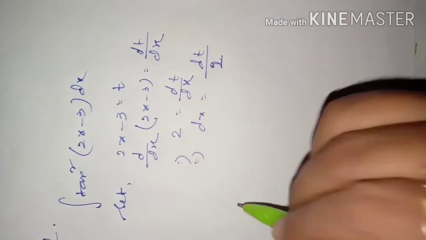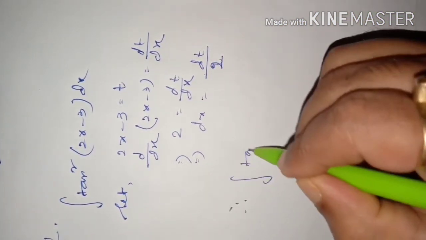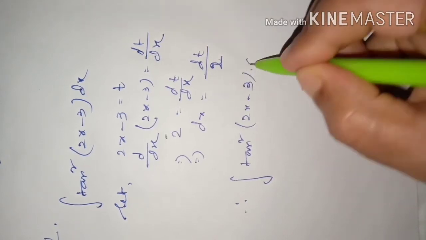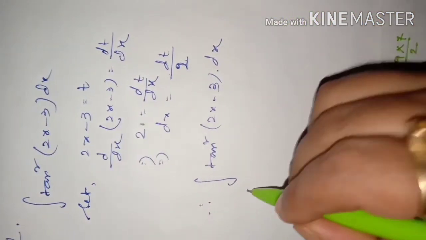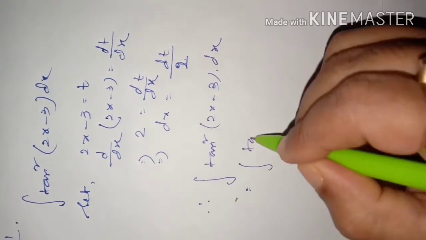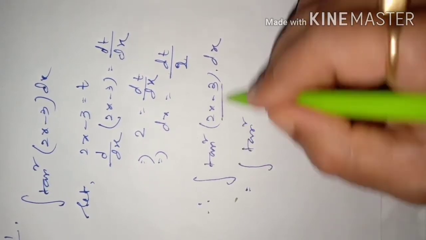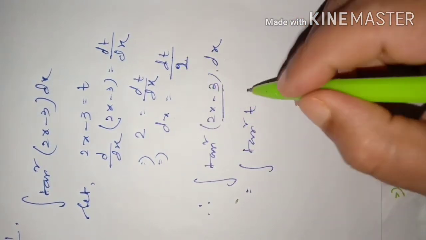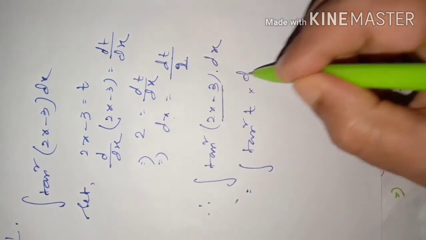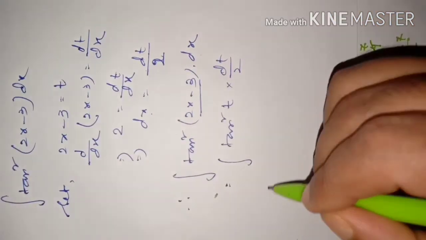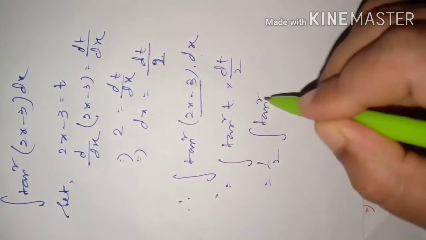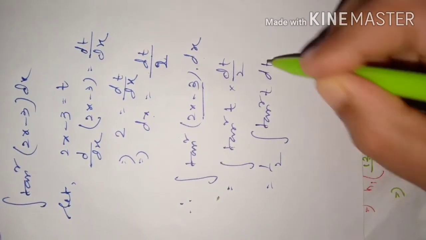So therefore the integration of tan square of 2x minus 3 into dx can now be written by substituting like this: tan square, for this you write t, and for dx you write dt by 2, or you can write it like this: half the integration of tan square t dt.